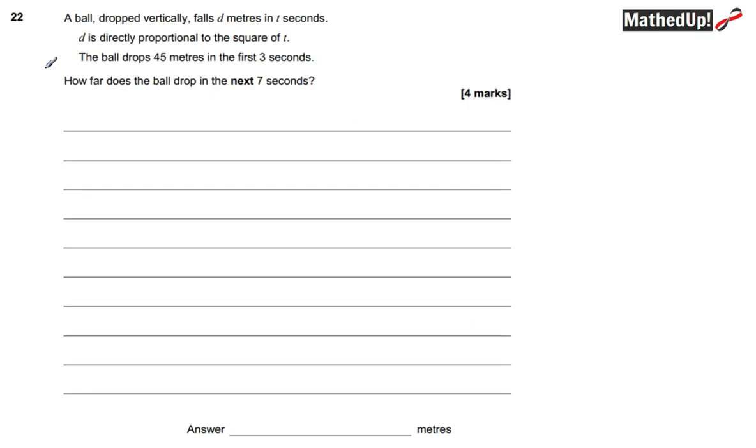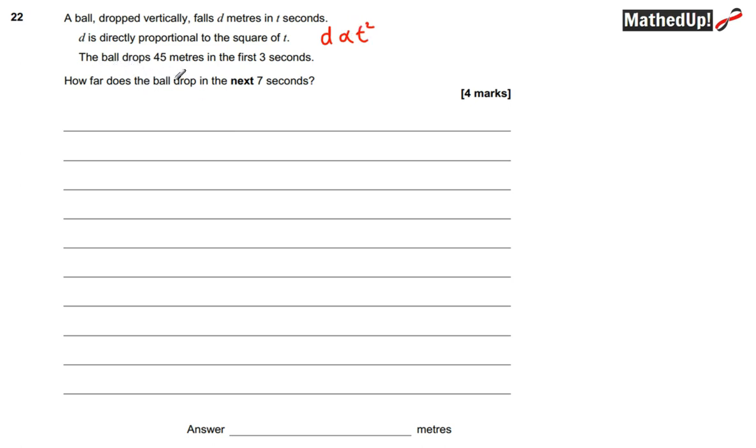Question 22. A ball dropped vertically falls d meters in t seconds. D is directly proportional to the square of t. So I'm just going to write that down over here. D is directly proportional to the square of t, so to t squared. Remember, this means directly proportional to.